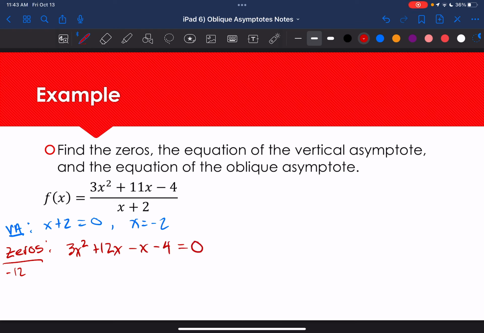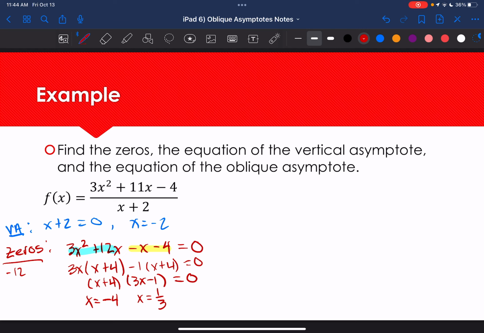All right, let's look at the first two. What can I take out? 3x. I'm left with x plus 4. Now let's look at these two. I think I can take out a -1. So I get x plus 4, 3x minus 1, which gives me a 0 of -4 and a 0 of 1/3.